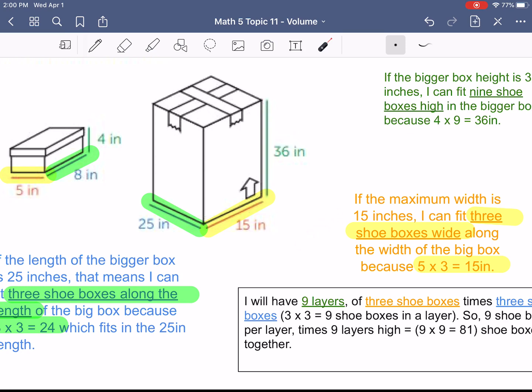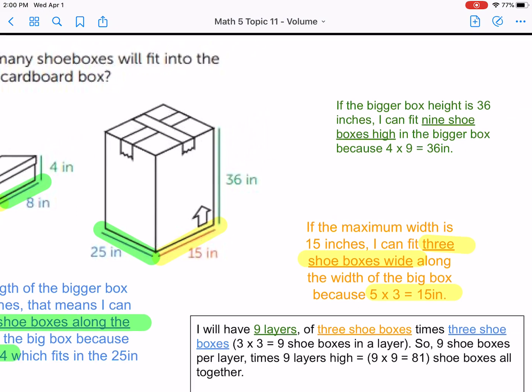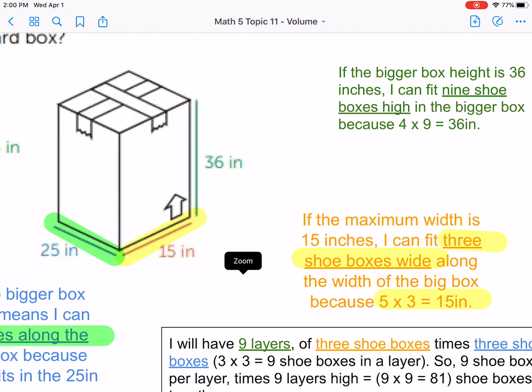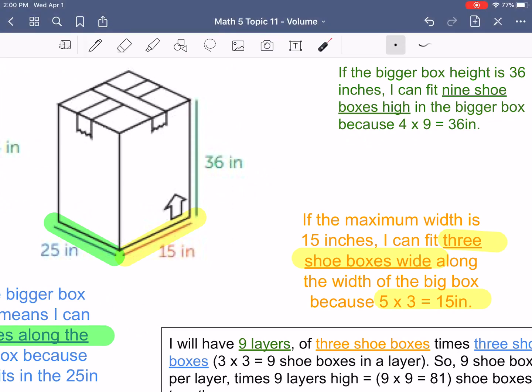So now I'm going to look at the height. All right? If I was to look at the height, it is 36 inches.